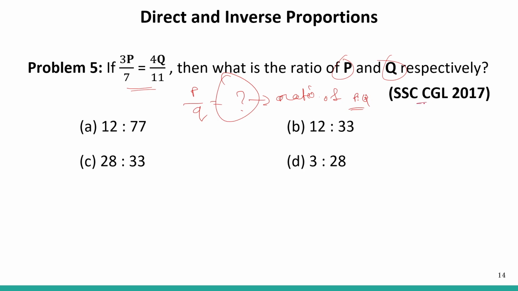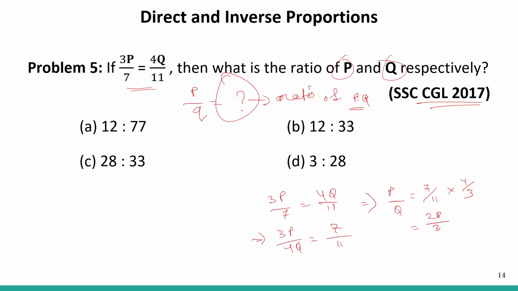This question has been asked in the SSC CGL 2017 exam. Given that 3p by 7 is equal to 4q by 11, this will be 3p by 4q equals 7 by 11. So this implies that p by q is equal to 7 by 11 into 4 by 3. So 7 into 4 is 28, by 33. So p by q is nothing but 28 by 33, so p is to q is equal to 28 is to 33.